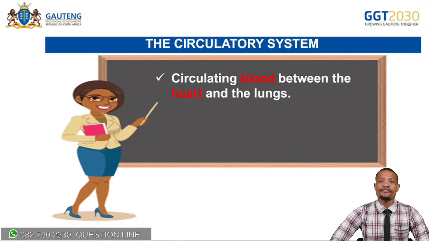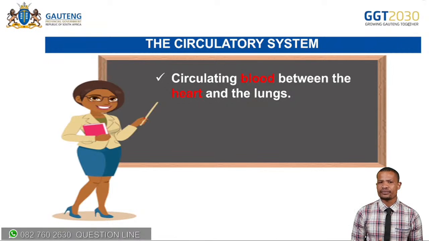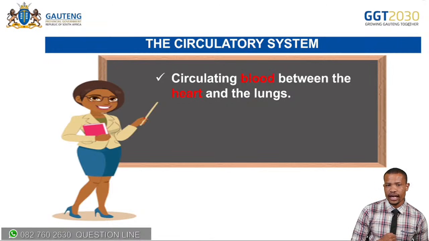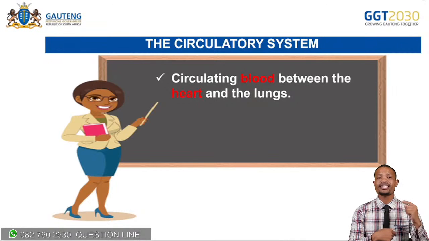Right. The first one is the circulation of blood between the heart and the lungs. Okay. Why would we need blood circulating between the heart and the lungs? Okay, anyone? Yes, that is correct. The reason is because we need to source oxygen and we need to get rid of carbon dioxide. So when we circulate the blood from the heart to the lungs, we are sending blood that is rich in carbon dioxide to the lungs so that gaseous exchange can take place and the carbon dioxide can be removed.